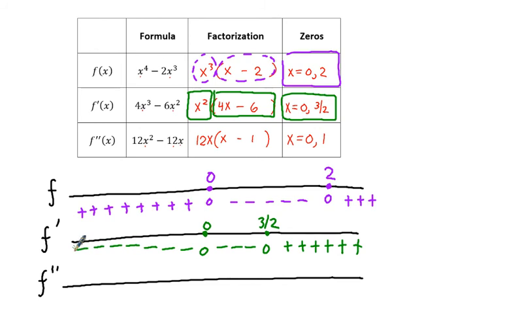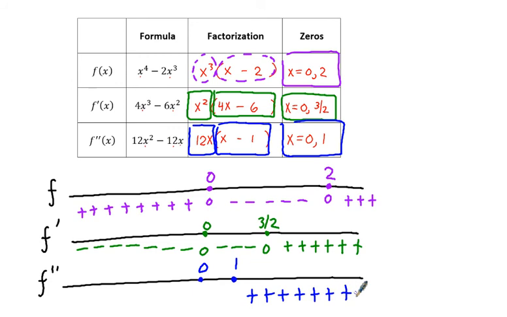All right, and now we're on to the second derivative, which has zeros at 0 and 1. Okay, so if we plug in a really big number, we'll get 2 positives. If we plug in, let's say, a half, you're going to get 1 positive and 1 negative. And if we plug in a negative value, we'll get the product of 2 negative numbers, so the product should be positive.